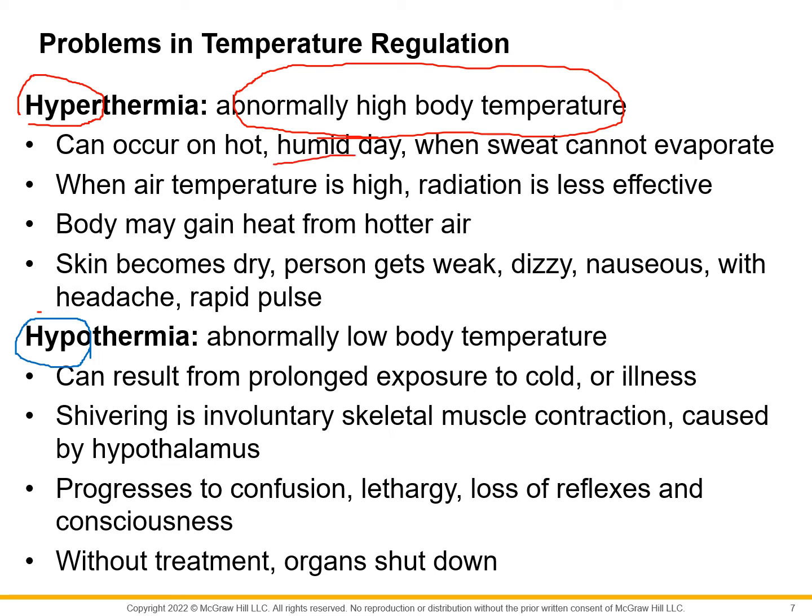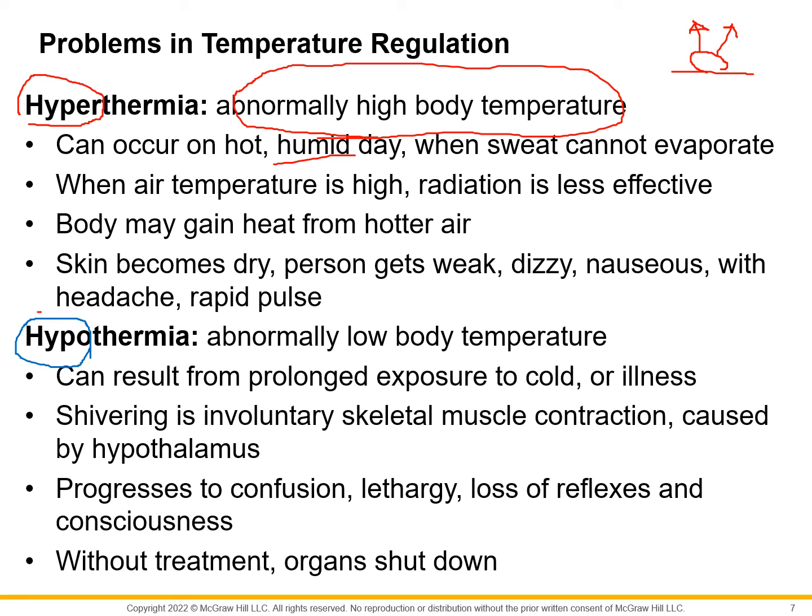So if I'm trying to take, and that's my skin, I've got this little drop of water, sweat, and I'm wanting to evaporate it into the air. The ability of that to evaporate into the air is directly connected to how much water's already in the air. Humidity is the measurement of water in the air.